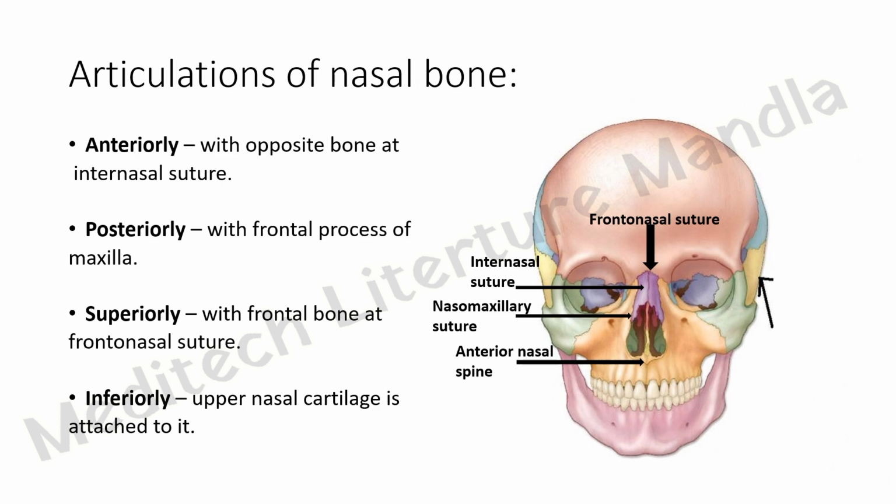Articulations of the nasal bone, as you can see, the violet colored nasal bone in the image, superiorly it articulates with the frontal bone. So the suture between them is known as the frontonasal suture. Then inferiorly, it has got the attachment of a cartilage. Anteriorly, they articulate with each other at the internasal suture, whereas posteriorly, it articulates with the maxilla through the nasomaxillary suture. So these are the articulations of the nasal bone and the names of the sutures.